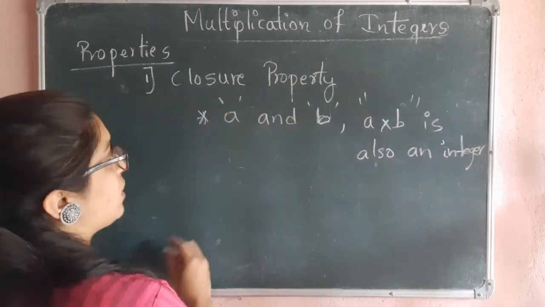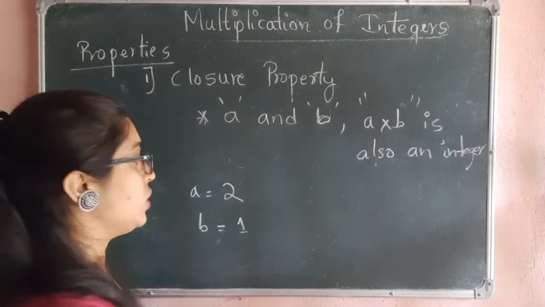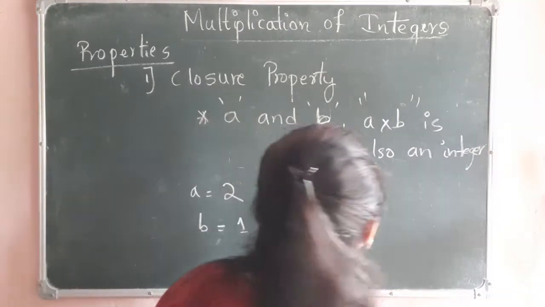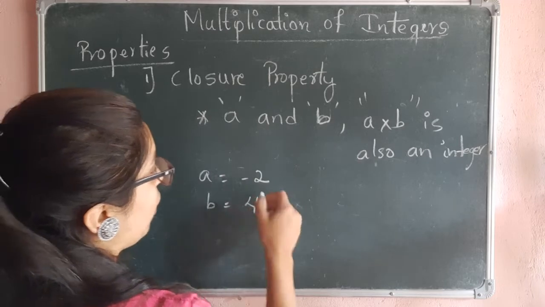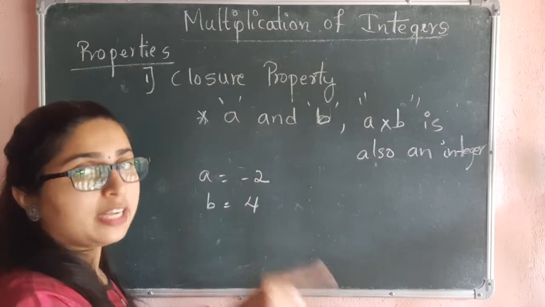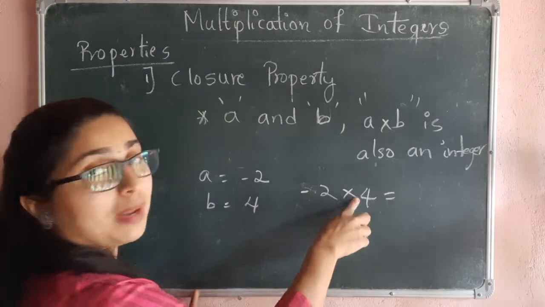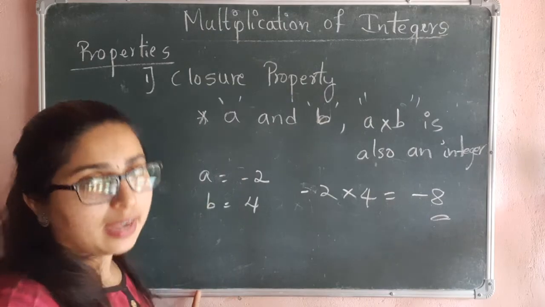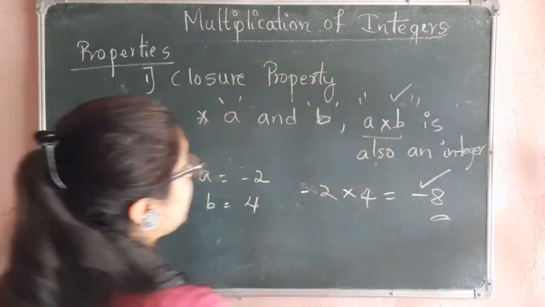So let us prove this. A is equal to 2, B is equal to 1. Both are positive integers. So 2 into 1, I am getting 2, which is also a positive integer. Next, I will take A is equal to -2, B is equal to 4. So one is a negative integer, another is a positive integer, but A and B are integers. -2 into 4 will give you minus into plus, minus 8. Is -8 an integer? Yes, obviously. So A into B is an integer.